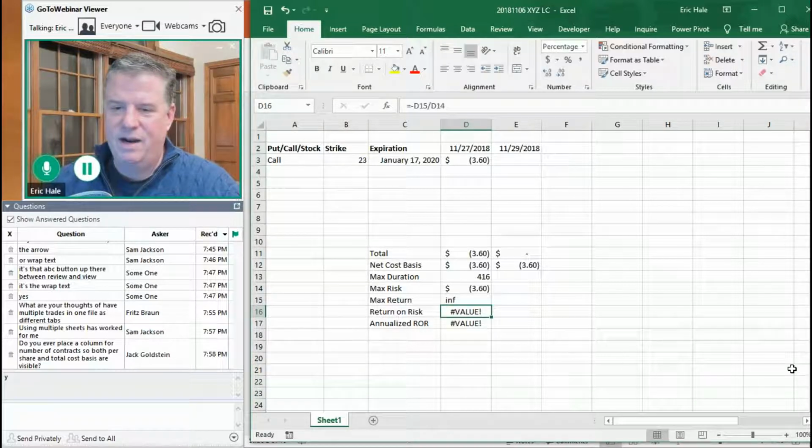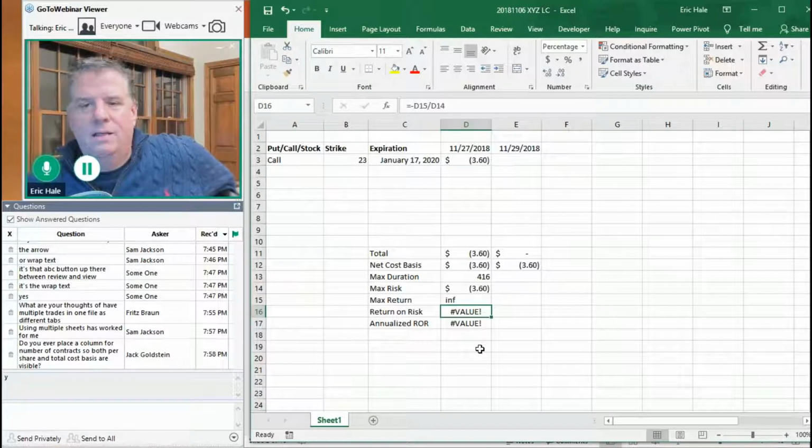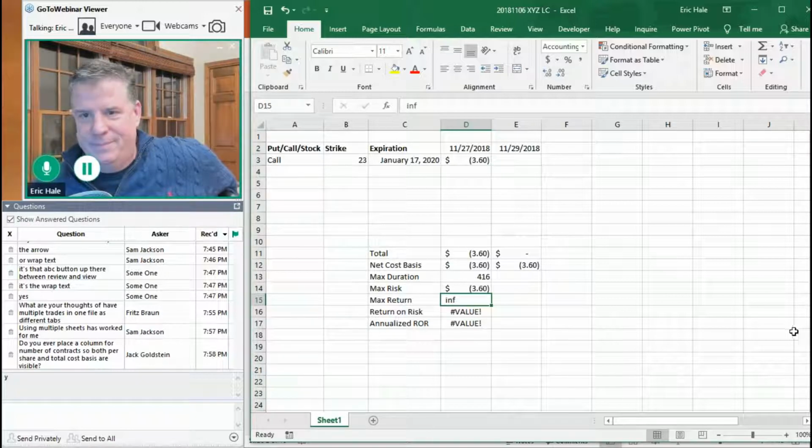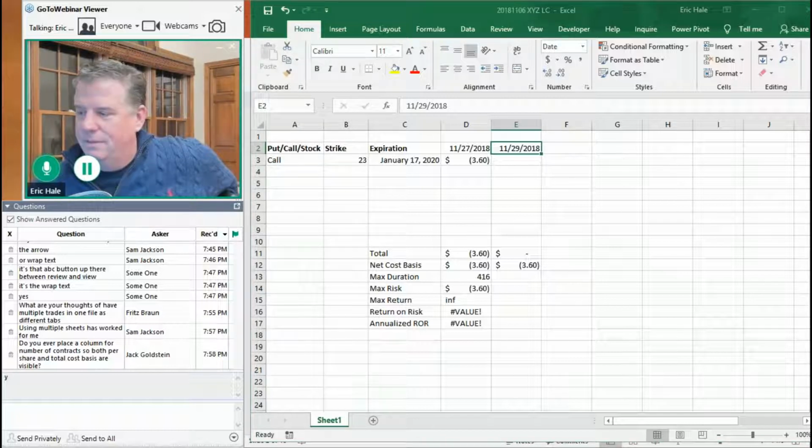And when I put infinite in here, it's going to just say value error. So just got to deal with it. You can't put infinity in here. All right, so let's look at what happened on the 29th.